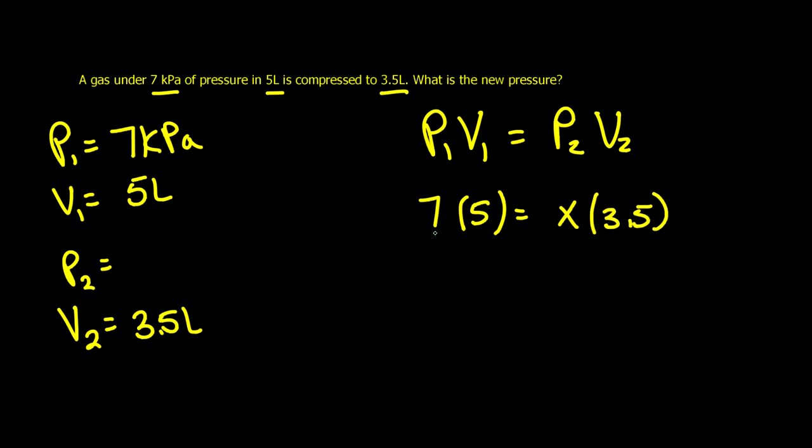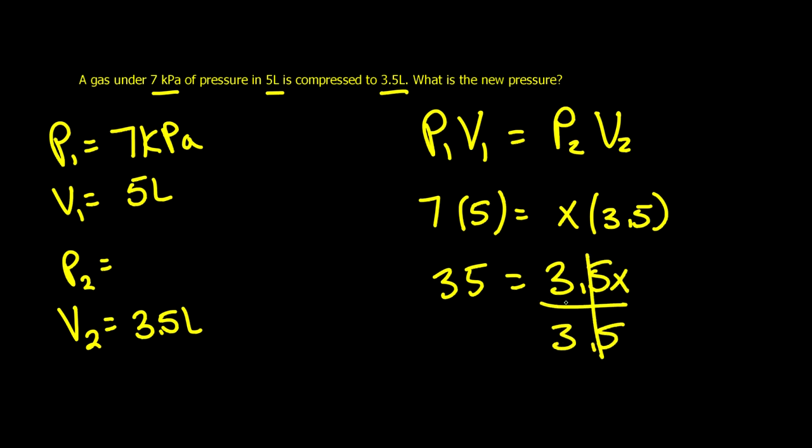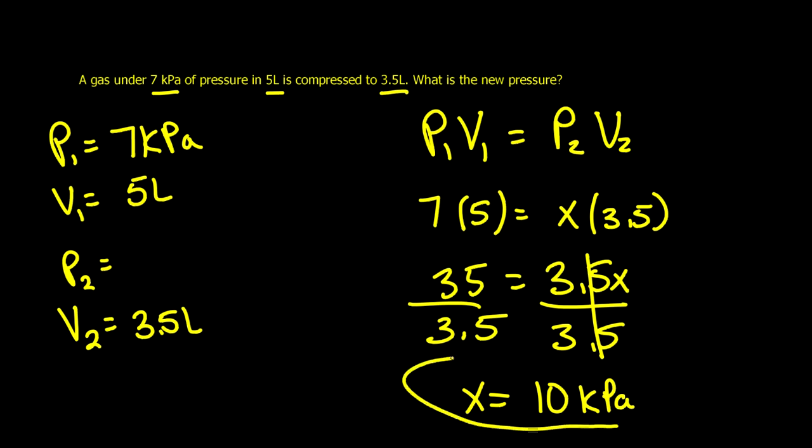Now we've got a little bit of algebra. 7 times 5 is 35. 3.5 times X is 3.5X. Divide by the value with X. That cancels. 35 divided by 3.5, X equals 10. Well, 10 what? Got to have a unit. Our pressure right now is in kilopascals, so that's going to be 10 kPa. Our volume went down, so our pressure should have gone up, and it looks like it did, so we are probably good.